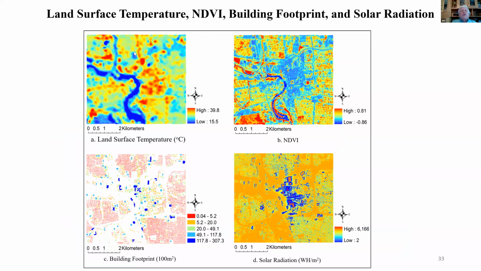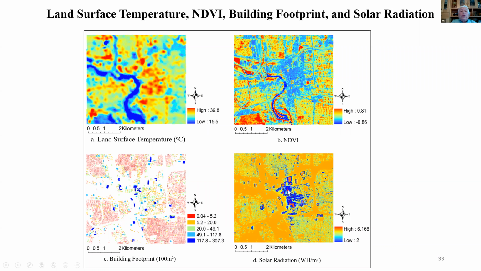That's the temperature data, all right? And here we know we have all the high-rise buildings downtown. That's the NDVI, the higher toward the red, the more vegetation. So obviously we don't have much here. These are the building footprints, and this is the map of solar radiation. So this information is available for the whole area.